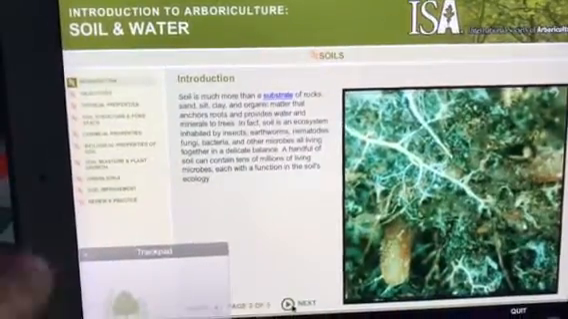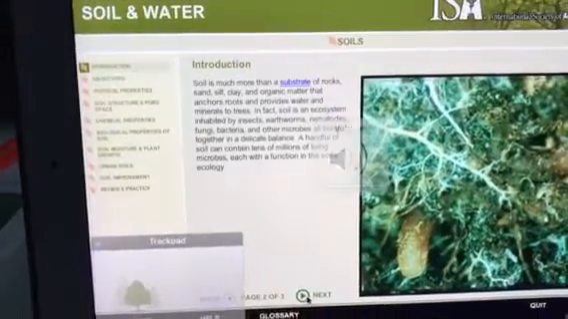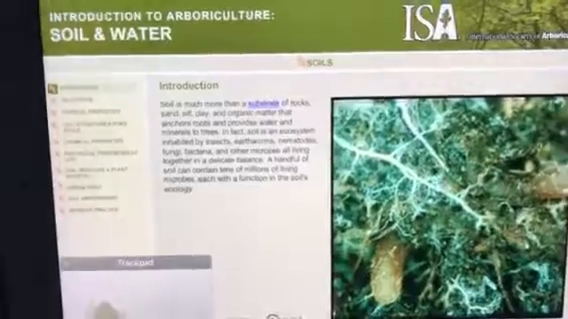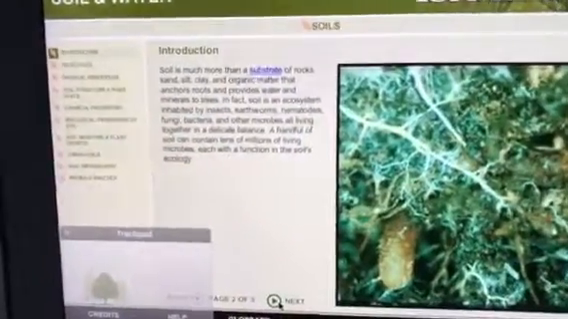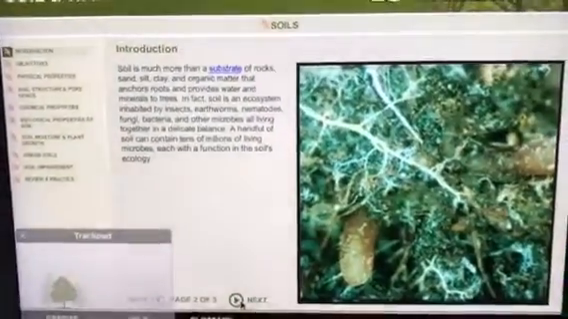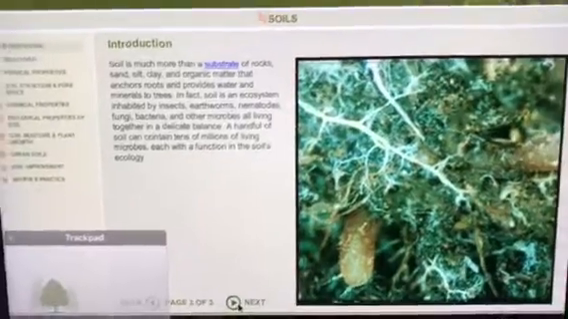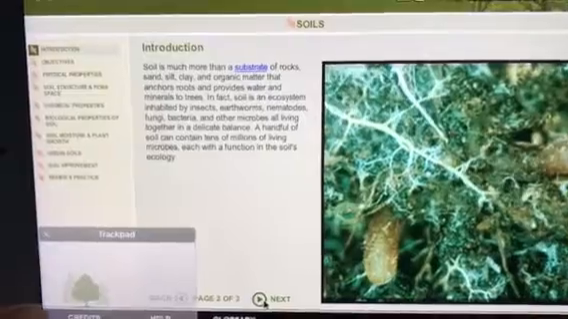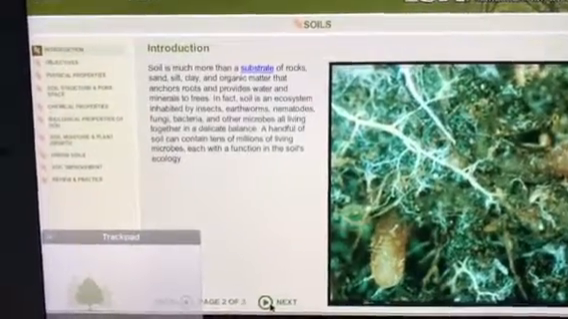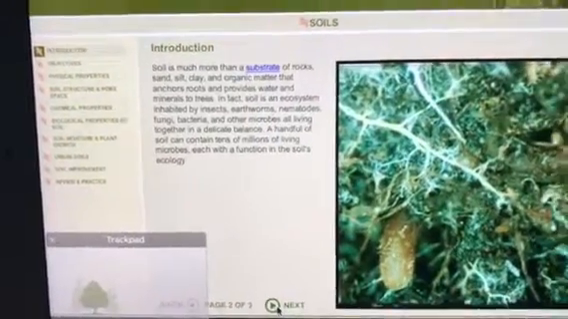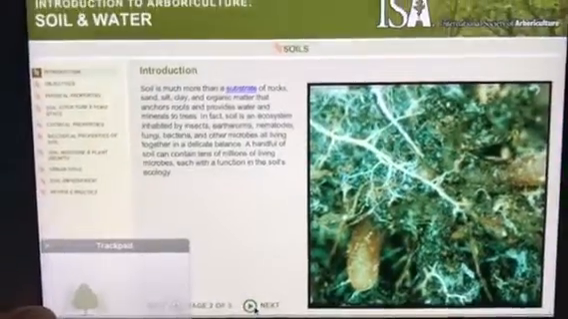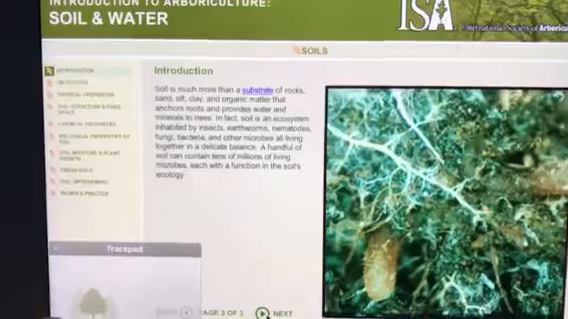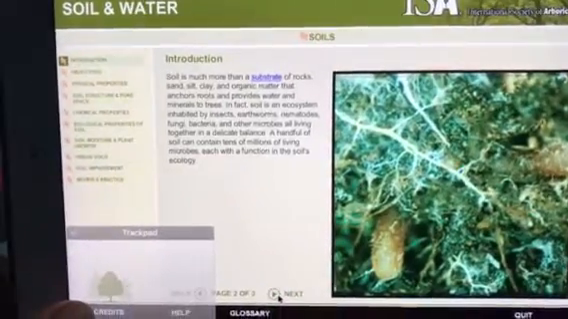Soil is much more than a substrate of rocks, sand, silt, clay, and organic matter that anchors roots and provides water and minerals to trees. In fact, soil is an ecosystem inhabited by insects, earthworms, nematodes, fungi, bacteria, and other microbes all living together in a delicate balance. A handful of soil can contain tens of millions of living microbes, each with a function in the soil's ecology.